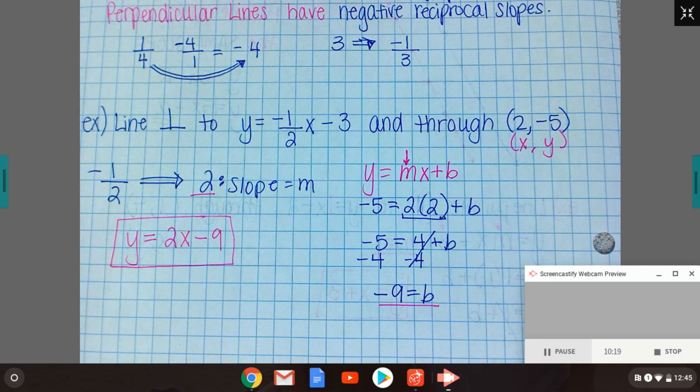I hope these notes have helped you out. The main thing to remember here is that parallel lines have the same slope and perpendicular lines have negative reciprocal slopes, or opposite reciprocals. I will see you next time.